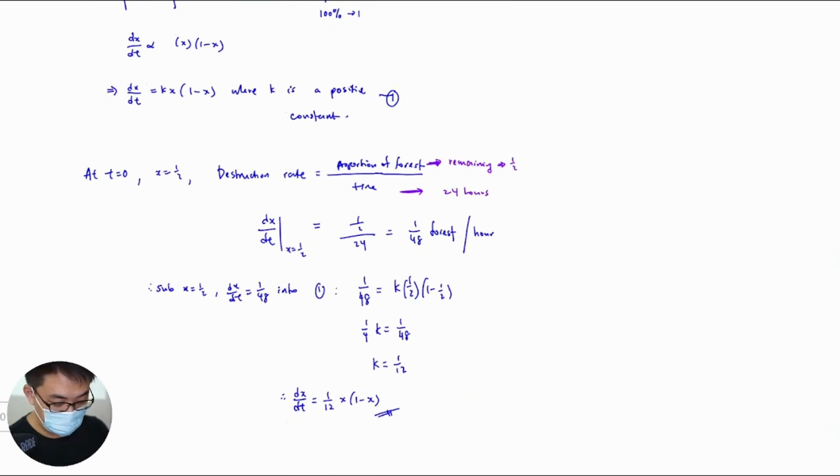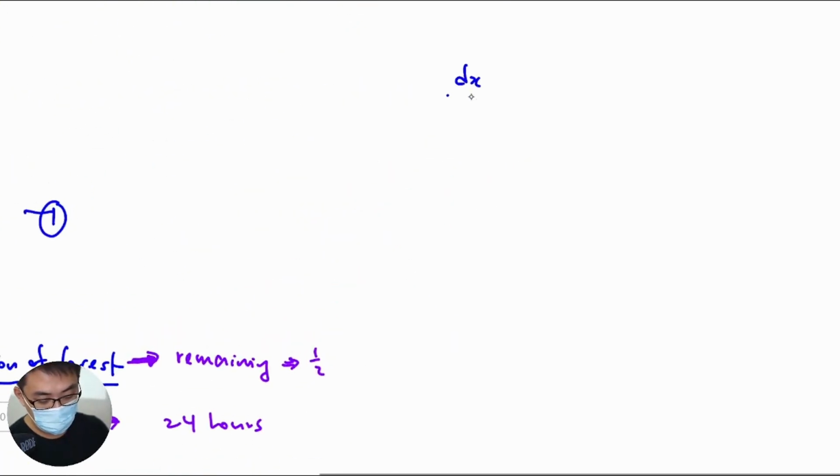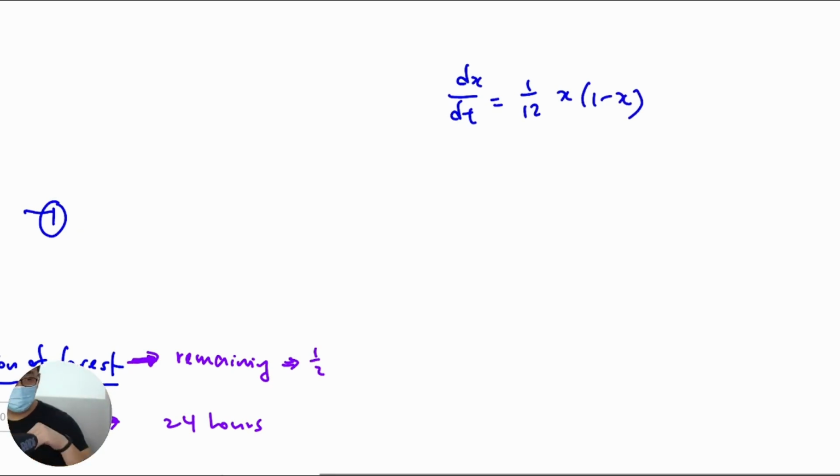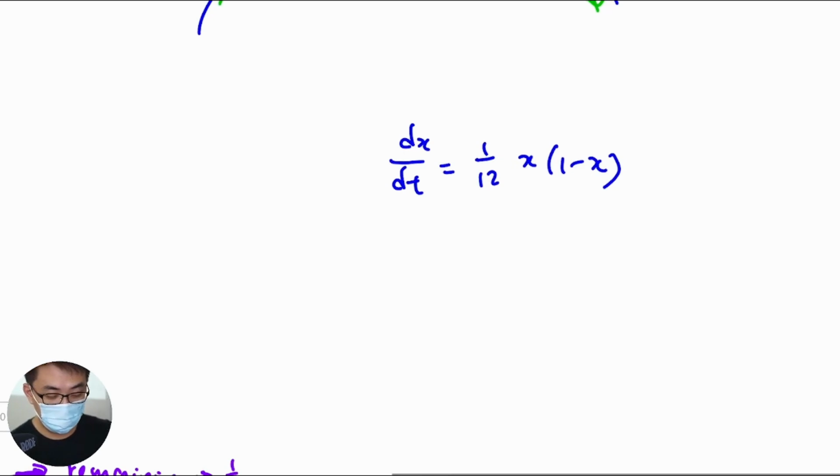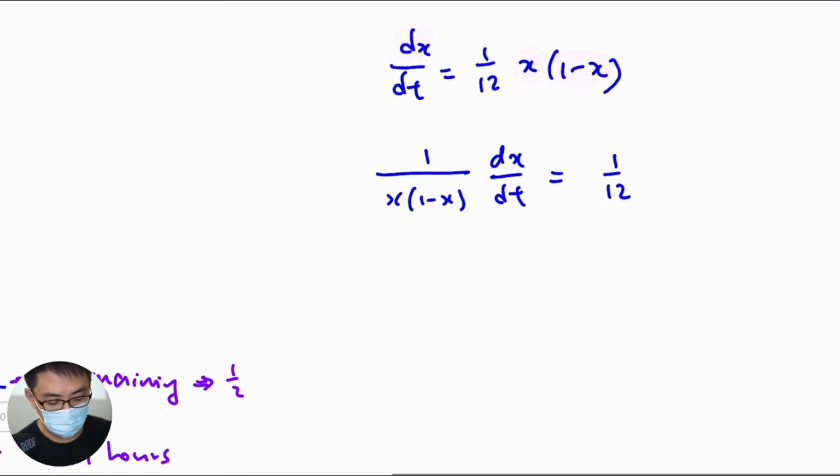So this one here, dx/dt, this is 1/12 x(1 minus x). Then your x and 1 minus x are in separable form. Separable meaning you put all the x and dx on one side. So in this case here it will be 1/(x(1 minus x)). Then you just put it on this.